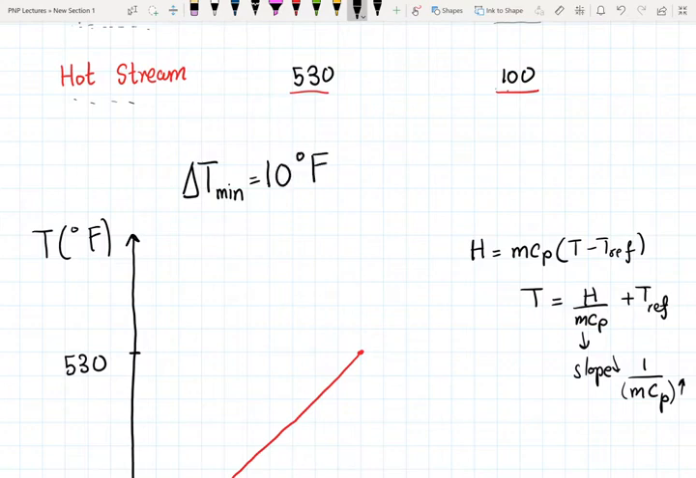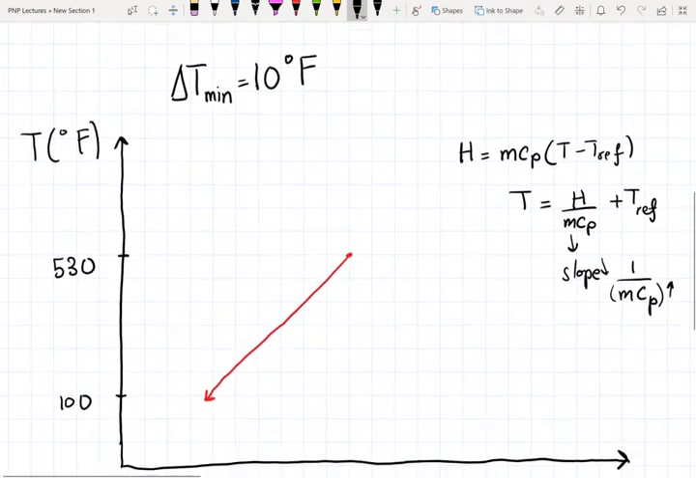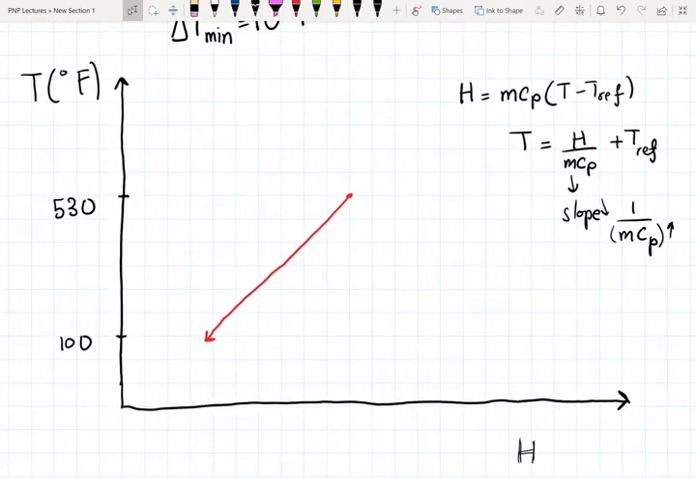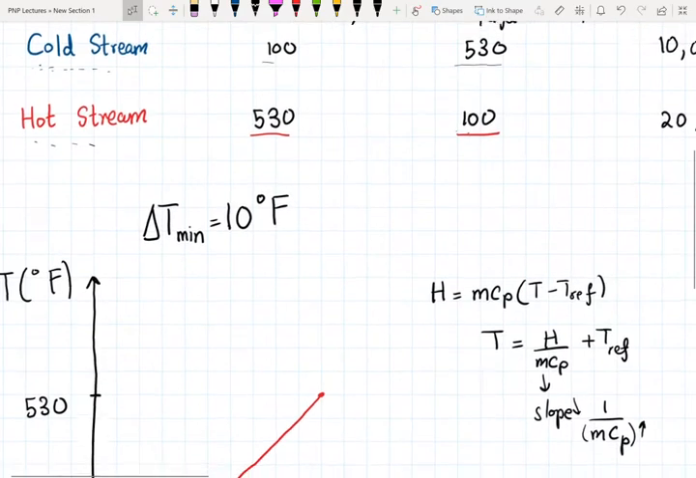And again, it's up to you. Anywhere between 5 to 25 is a reasonable first estimate for a base design. Once you have a base design, we're always going to optimize. Okay, so we have our hot stream.